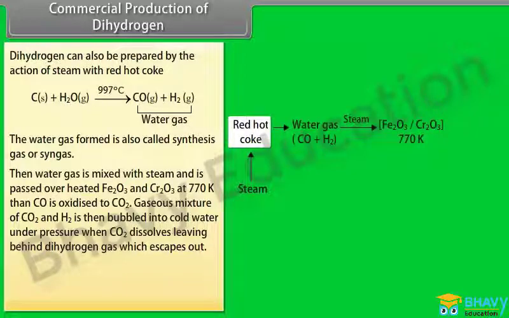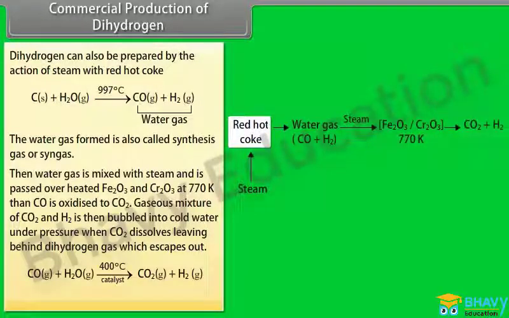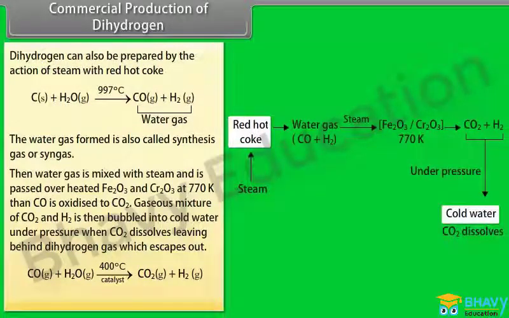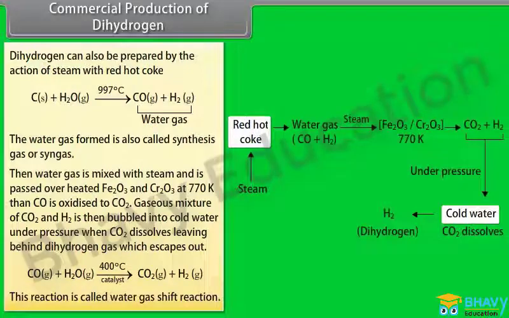Then CO is oxidized to CO2. The gaseous mixture of CO2 and H2 is then bubbled into cold water under pressure, when CO2 dissolves, leaving behind dihydrogen gas which escapes out. This reaction is called the water-gas shift reaction.